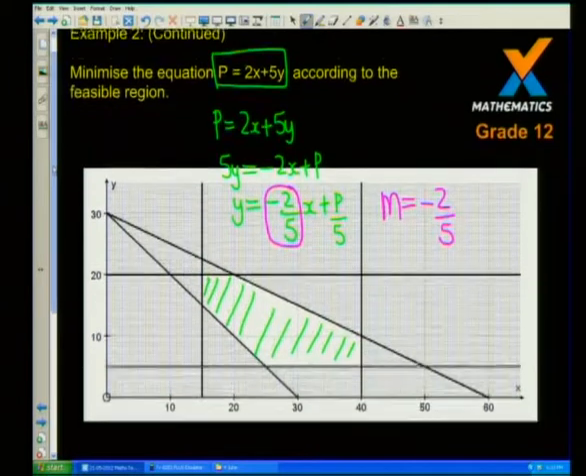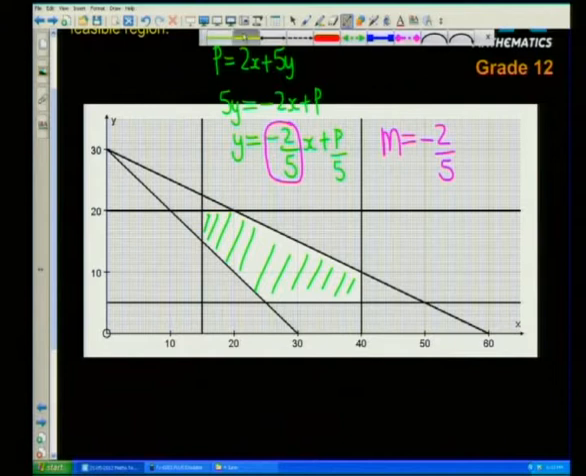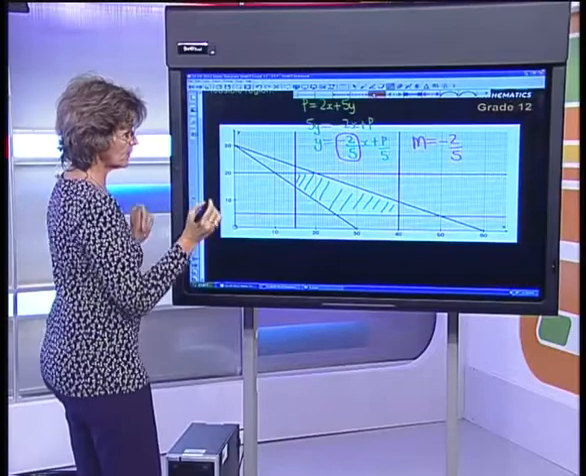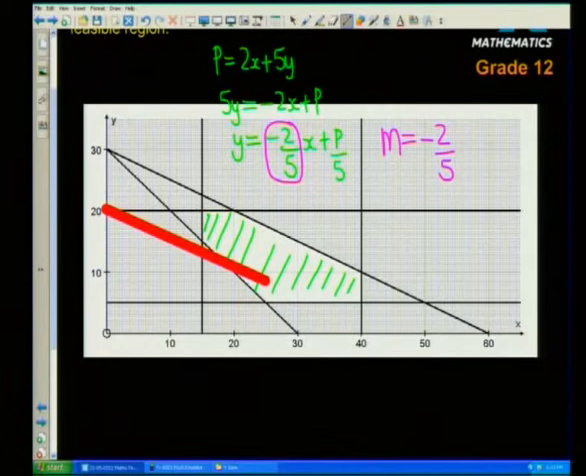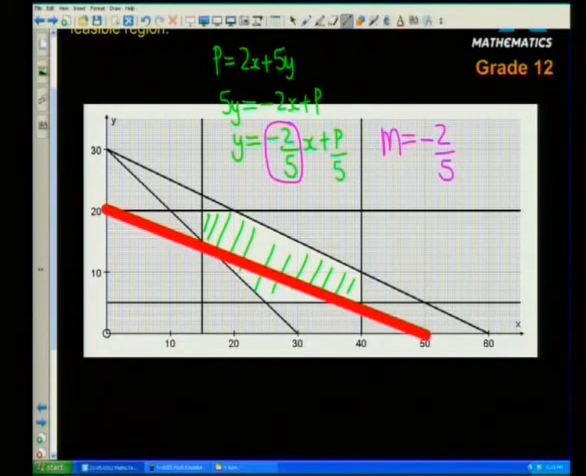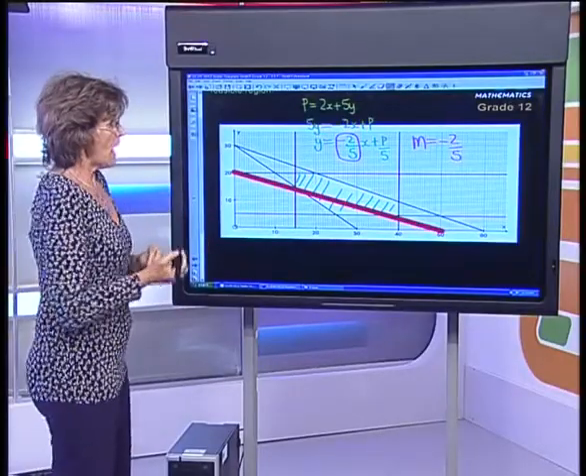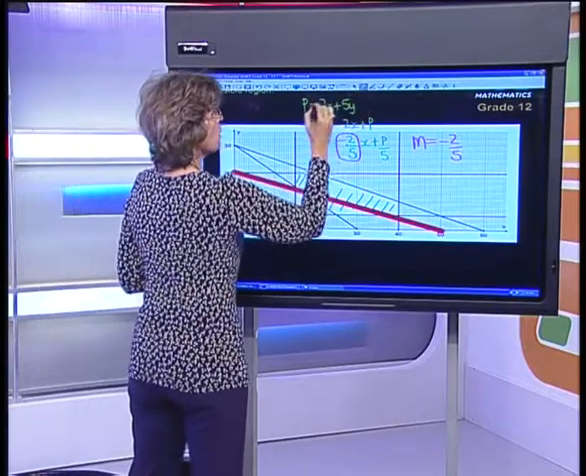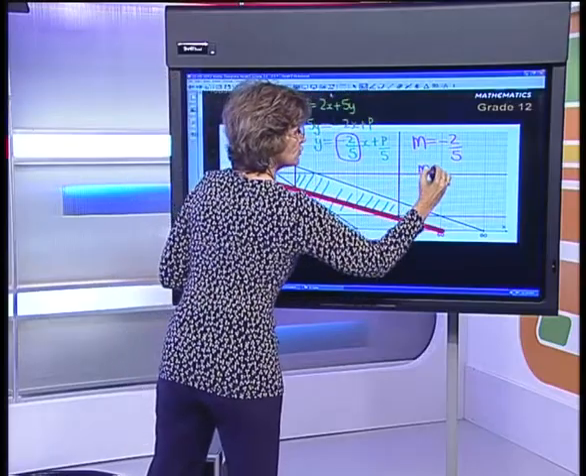Now if we go to our feasible region and we put in a line with a gradient of minus 2/5, and I'm going to actually use this big red line. It's going to start there, and it's going to go all the way across to there. Okay, now that is a line that has the gradient of minus 2/5.